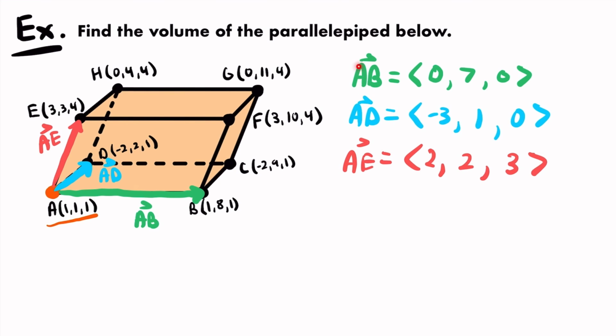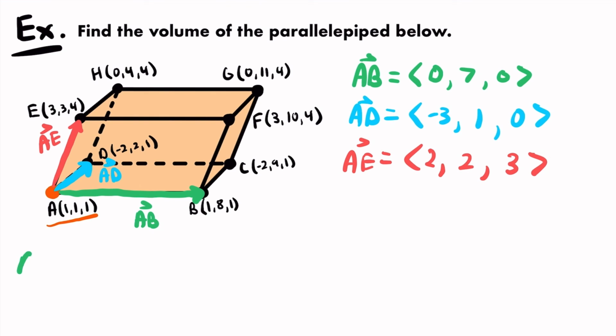I have vector AB written first, so I'm going to dot product that vector by the cross product of these 2 vectors. Again, it doesn't matter what order you choose, because when we are calculating volume using the triple scalar product, we are going to be taking the absolute value of the result from the triple scalar product. All right, so let's set this up.